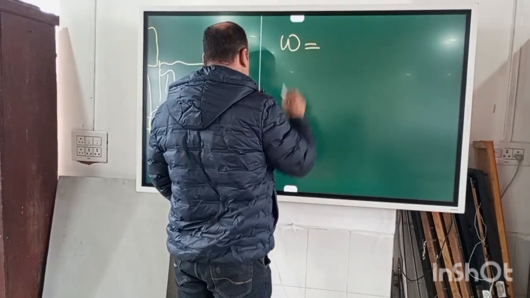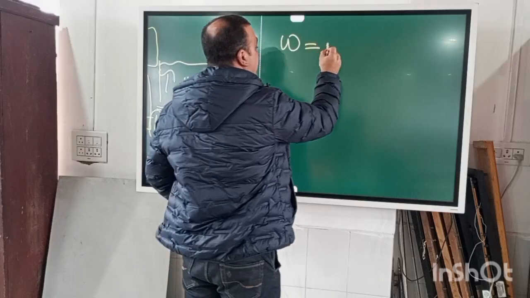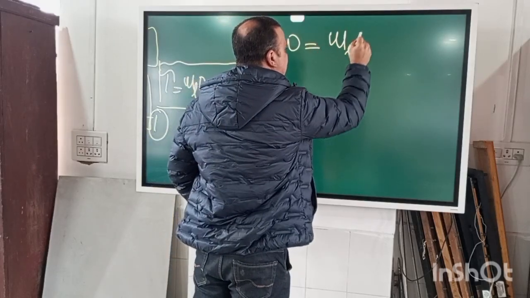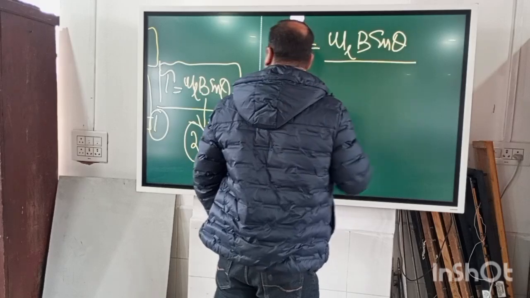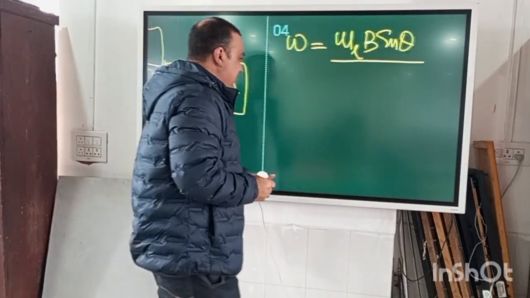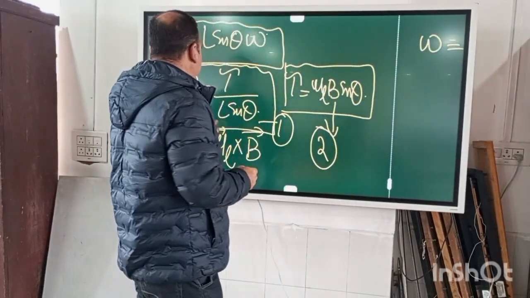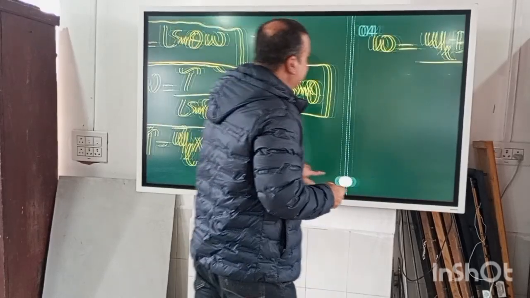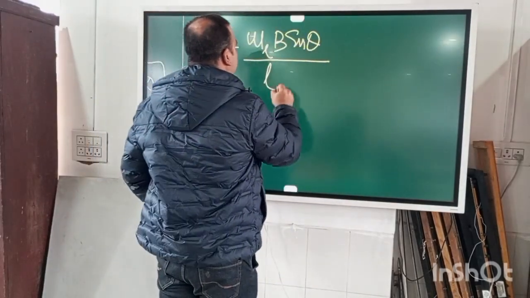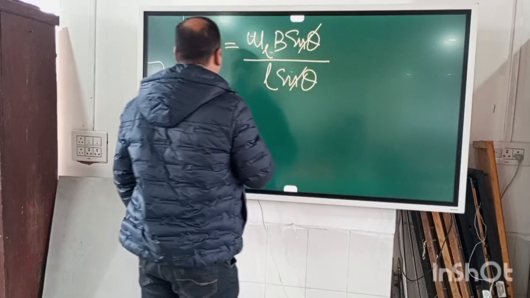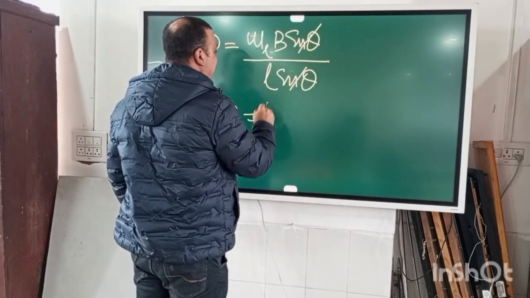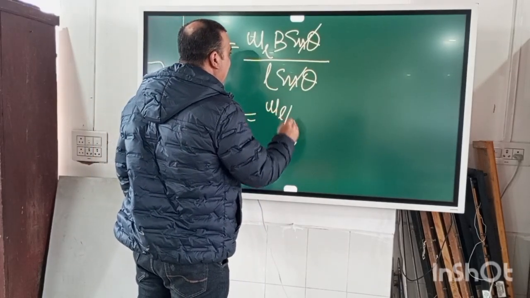Omega will come out to be, for the torque, I'm going to write down mu_L B sine theta, divided by, so what's in the denominator? In the denominator we have L sine theta. The sine theta and sine theta will cancel, so omega will be mu_L by L times B.